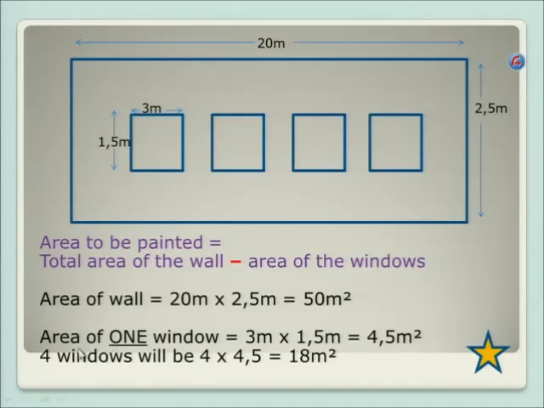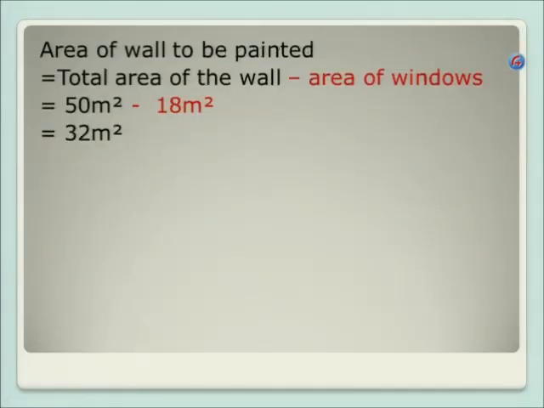Then you work out the area of 1 window. 1 window is 3 meters wide and 1.5 meters high. So the area of one of these windows is 4.5 meters squared. But there are 4 windows. So then we're going to say 4 times 4.5, and the total area of all the windows together is 18 meters squared. I hope some of you know what to do now. There's one thing that you have to do. You take the 50 meters and you put it in there in place of the total area, and you subtract 18 meters squared, and then you get an answer of 32 meters squared.